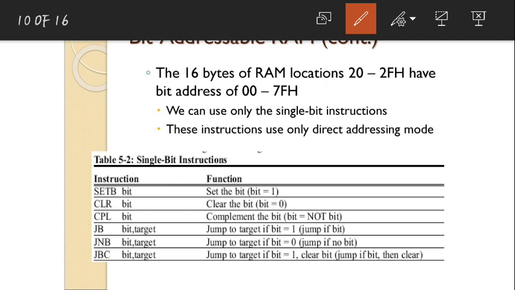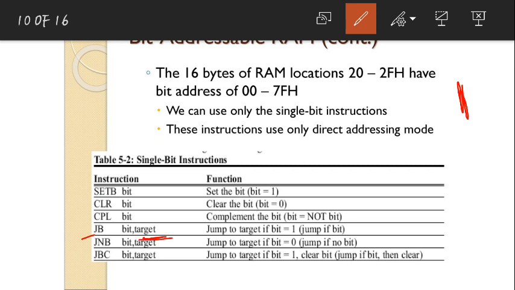These are JB, JNB, JBC. Generally JB means it will check for some bit. This bit can be anything: you can check a PSW bit or an accumulator bit, any single bit. The examples we have taken here, but we will concentrate on this instruction. JB means jump if bit is set. If that bit has 1, it should jump to some target address.